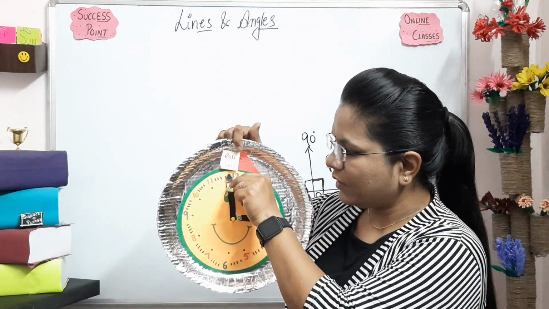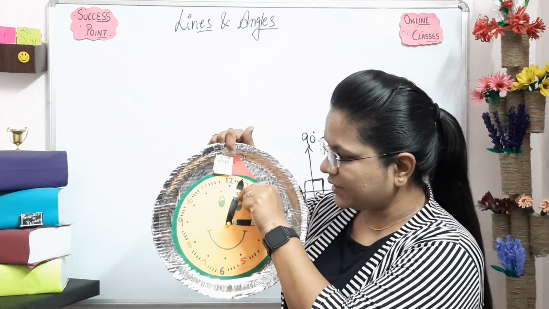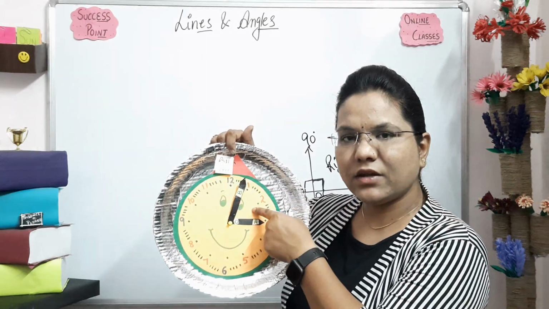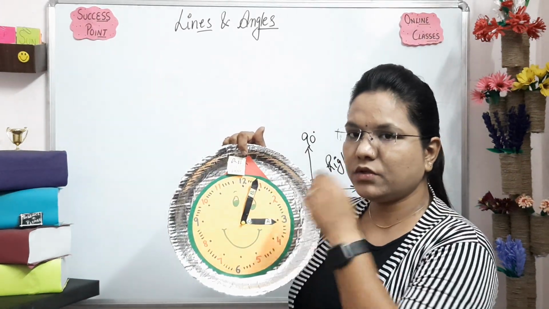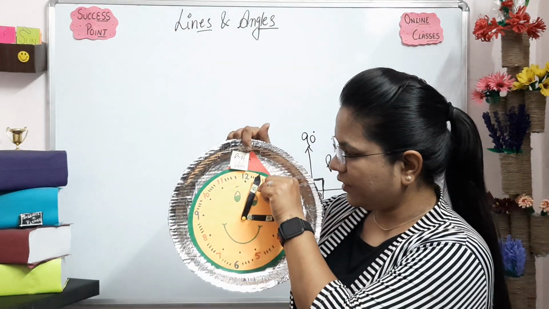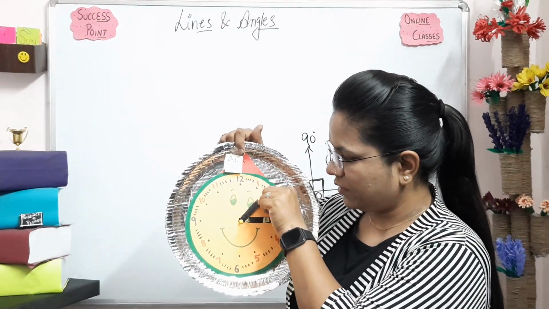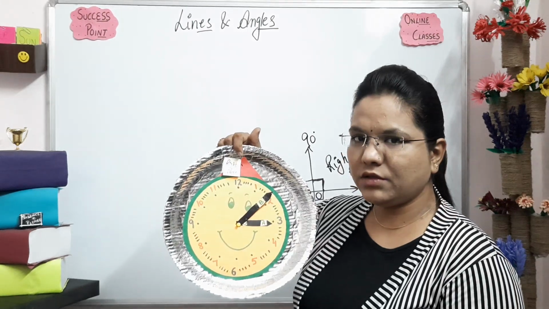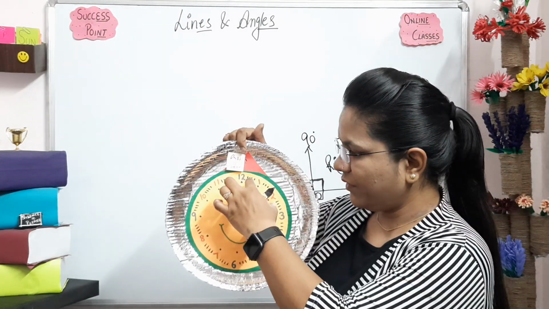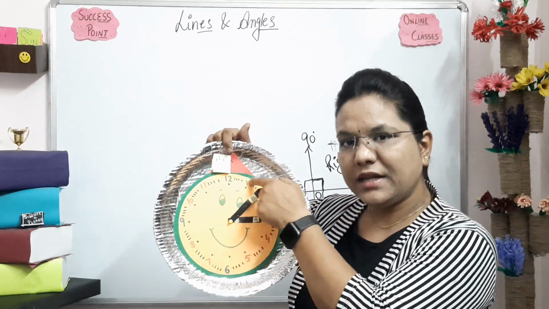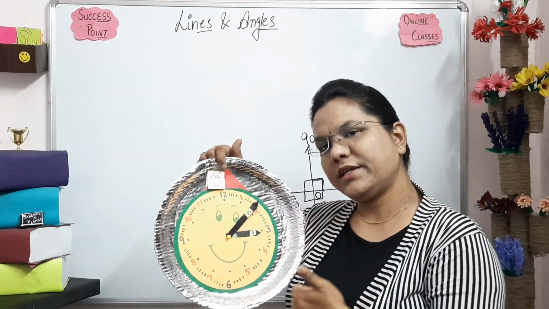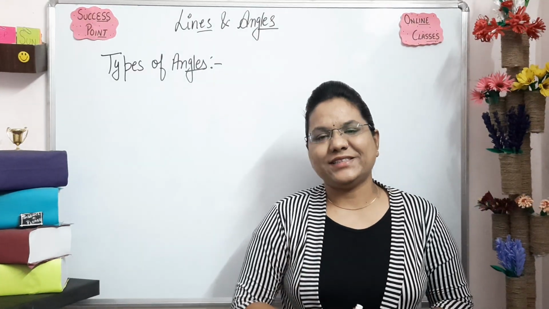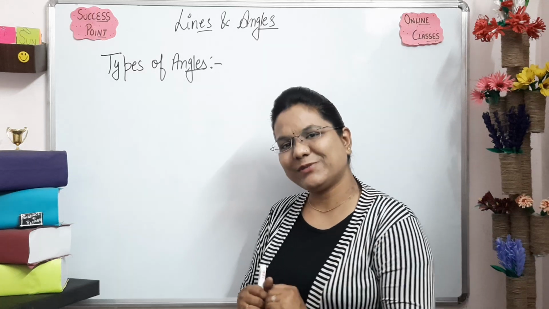Then what if we form the angle on this side? Can we call this angle also 90 degrees? No, it's not 90 degrees. If we check this one, can we call this angle a right angle? No, not 90 degrees. So what will we call it if the values are less than 90 degrees? Let's learn about it. Okay guys, let's start our types of angles.